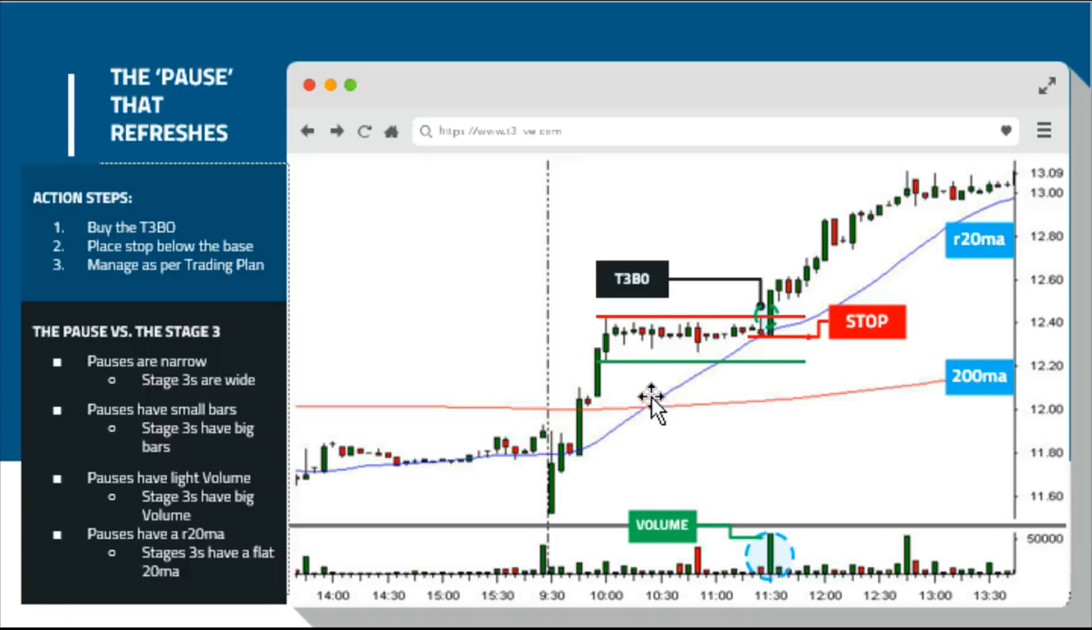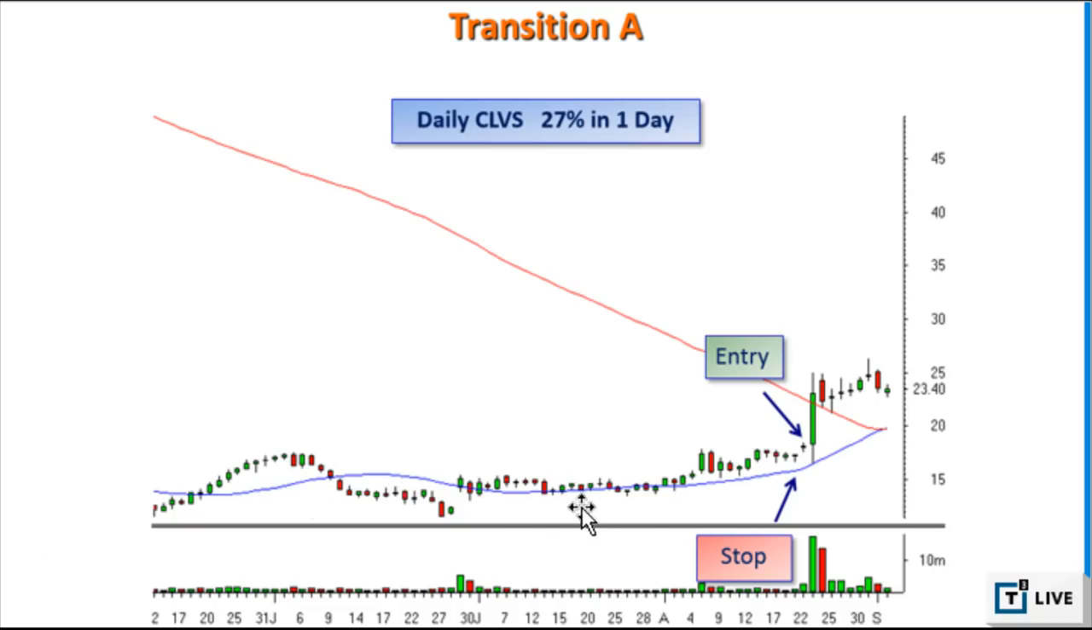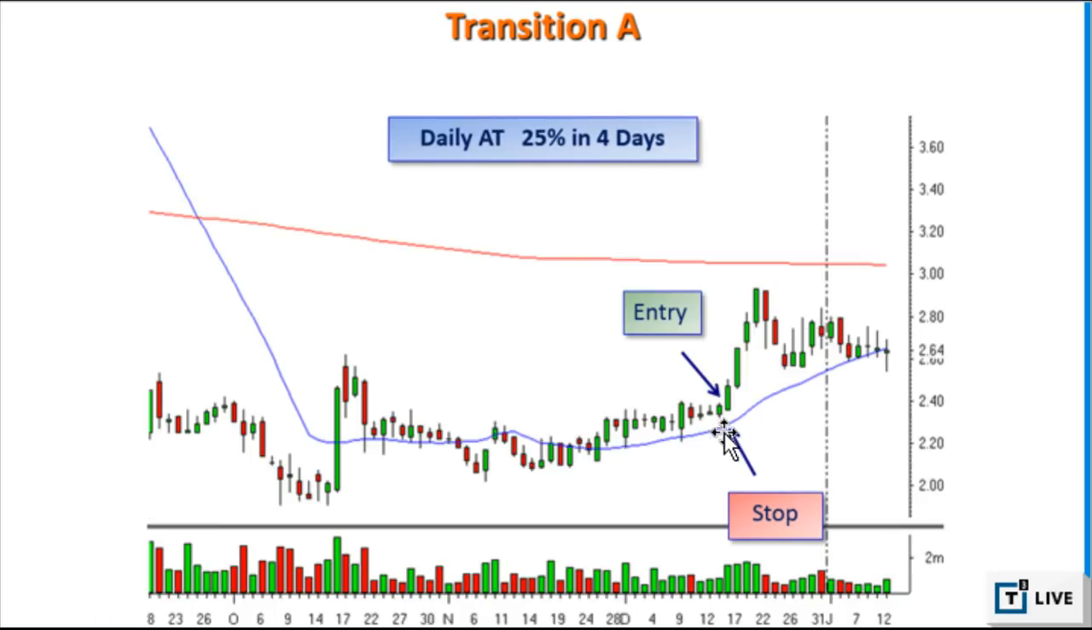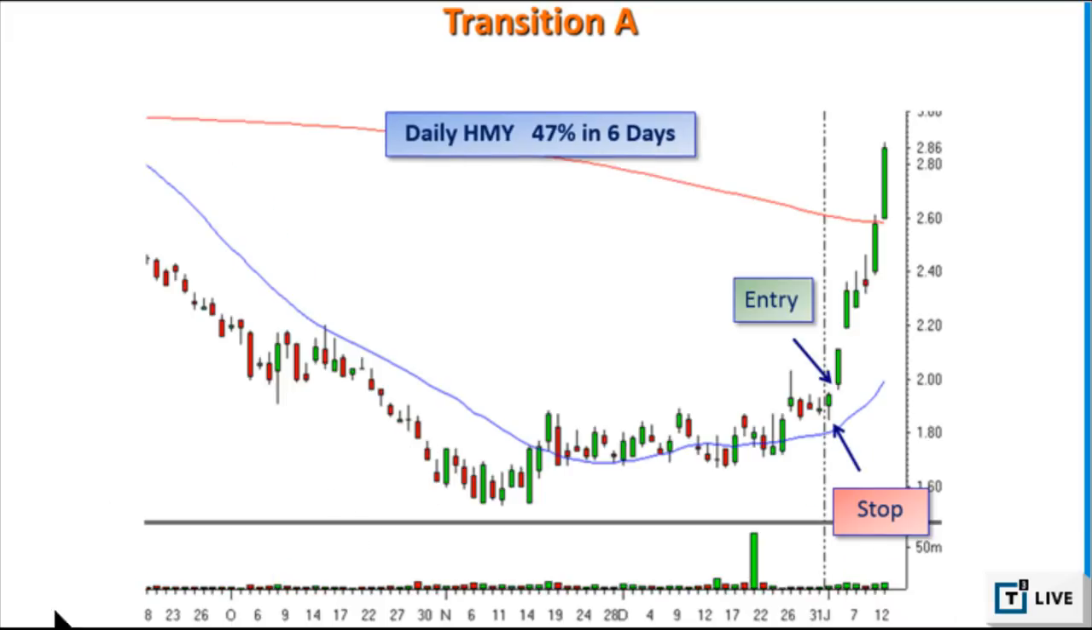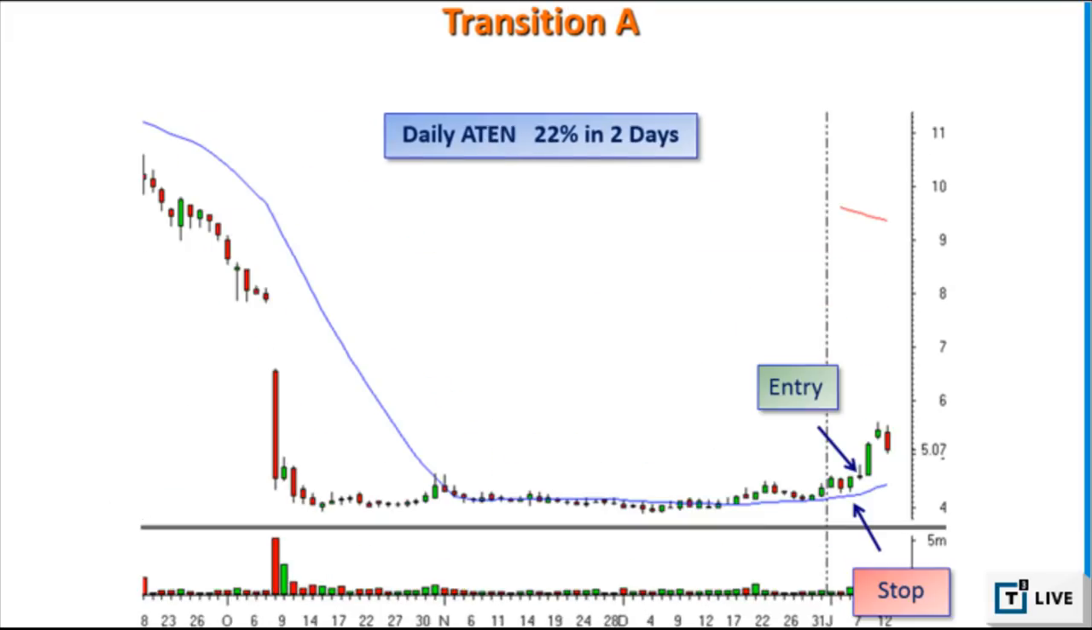A pause is usually narrow, so from left to right, it's usually a short base. It's not a very long base. For example, transition A, what slide are we on? Okay, 206. A stage one, transition A, look at the base. Long bases, usually. They're not short bases. Look at this, months, right? And I didn't pick these on purpose, I'm just showing you that transition A breakouts are usually very long bases.